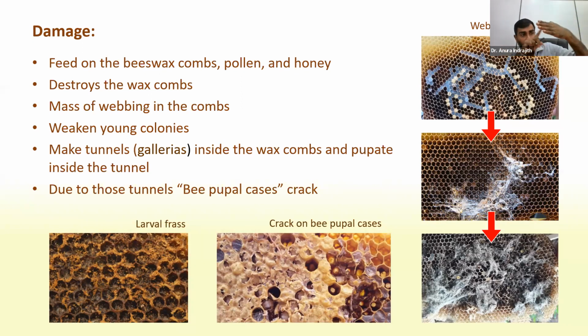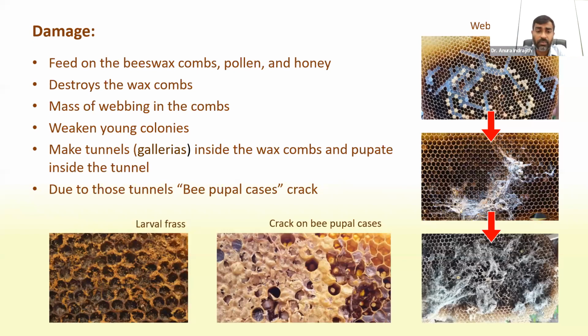Then if you look at the comb, you will see some galleries inside. Or you can use a torch or something like that, just to check whether the galleries are there. In the initial stage, it's very difficult to identify. If you identify it, you can control it easily. But in the second and third stages, definitely, the colony is in an unrecoverable stage.